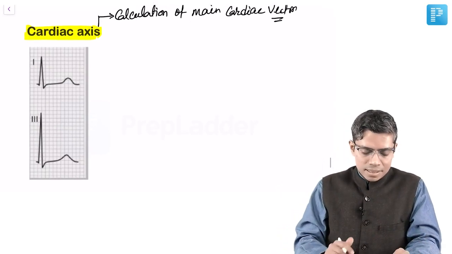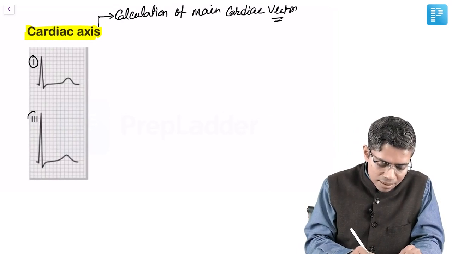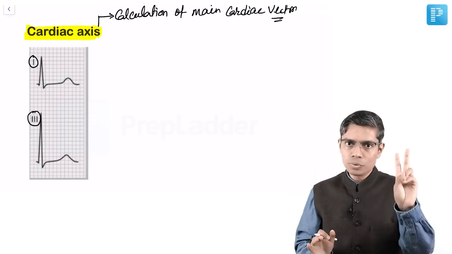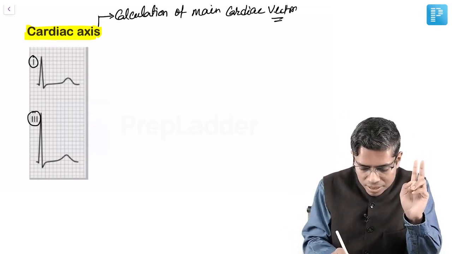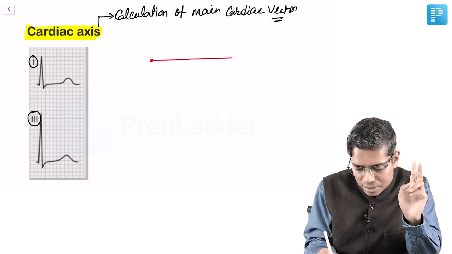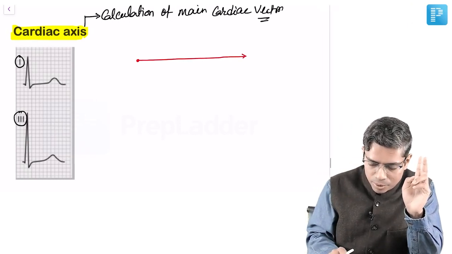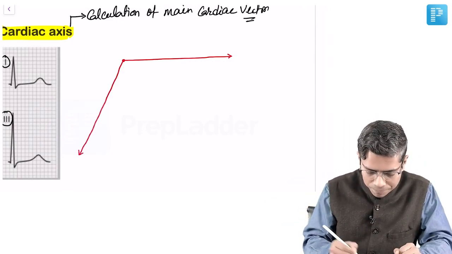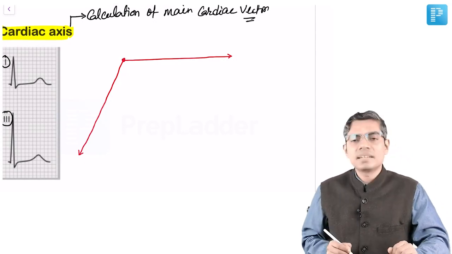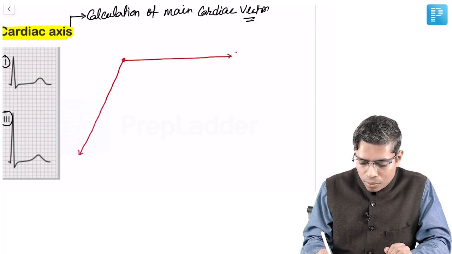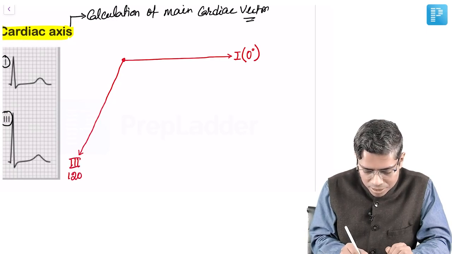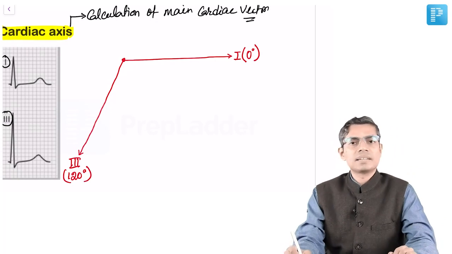Typically it is done from lead 1 and lead 3 recordings. You can also do it from lead 1 and lead 2, or lead 1 and aVF. You have to take two leads. Generally I prefer lead 1 and lead 3 because they are separated far away from one another. Otherwise you can take lead 1 and lead 2. In the hexaxial reference system, lead 1 is directed at 0 degrees and lead 3 is directed at 120 degrees. We know this from the hexaxial reference system.